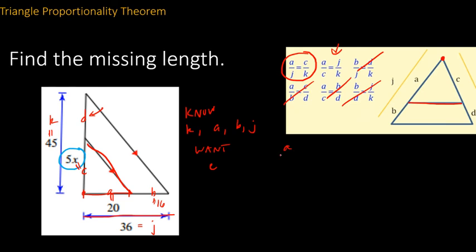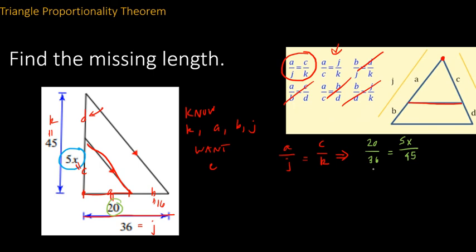Let's set this up. So I've got A over J equals C over K. And I'm going to plug in those numbers. So what have I got? I know that A is equal to 20. I know that J is equal to 36. I know that C is equal to 5x. And I know that K is equal to 45.